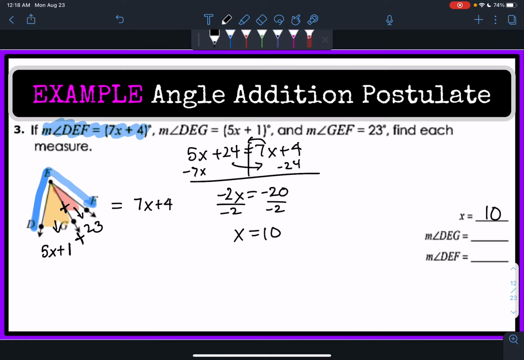Now this is not the only thing that we're interested in finding. We are also interested in figuring out the measurement of angle DEG. Well, looking up here, DEG is equal to 5x plus 1.